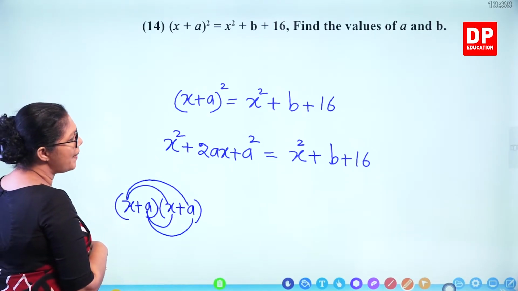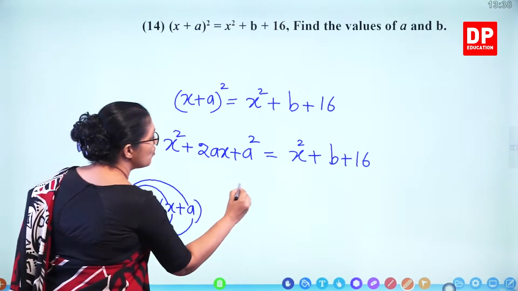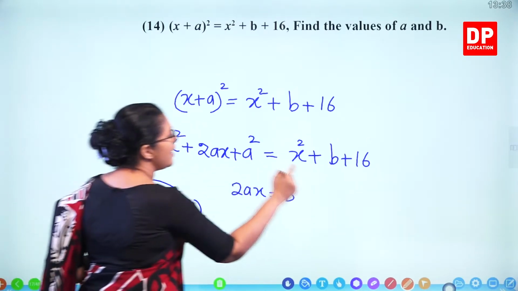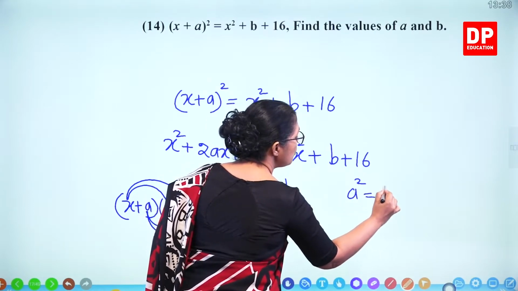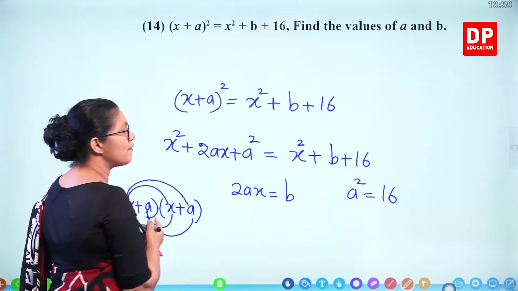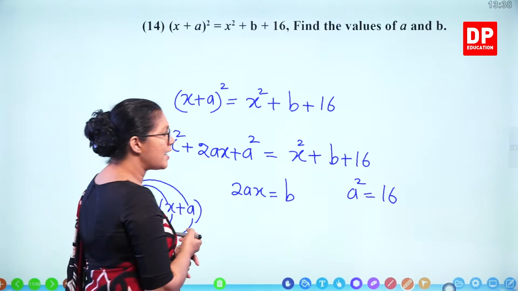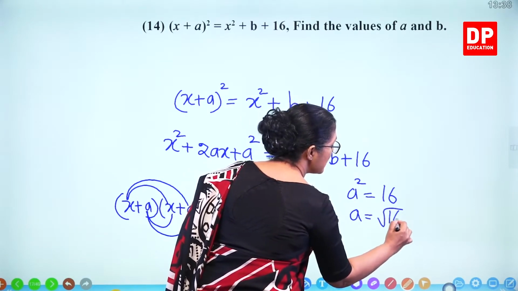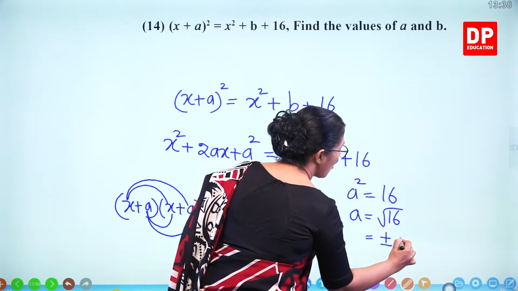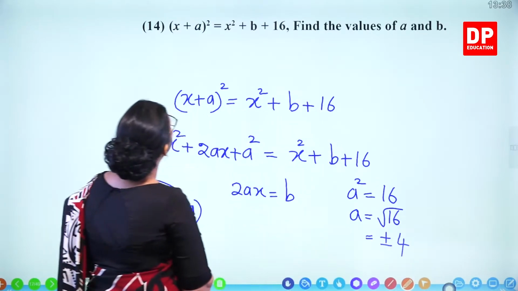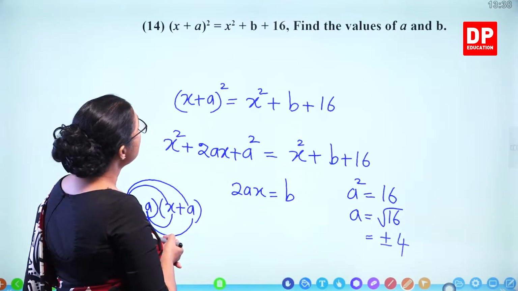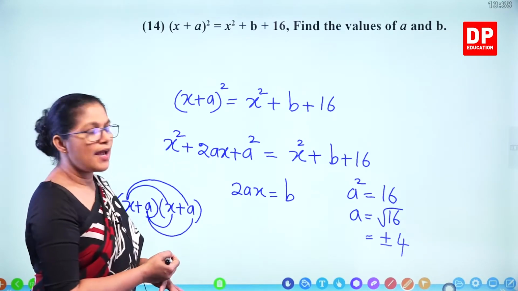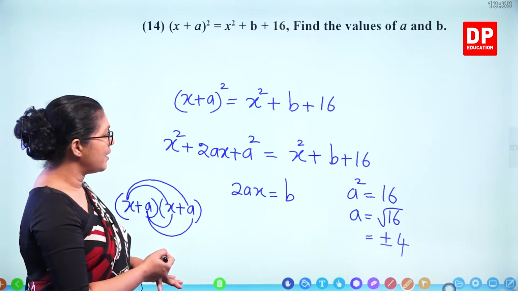Now you can compare. The middle term, 2ax, should be equal to bx. And a² should be equal to 16. From that you can find a and b. First we'll find out a. What's a? Square root of 16, either plus or minus 4. They have not given whether a is positive or negative. You can take either positive value or negative value.